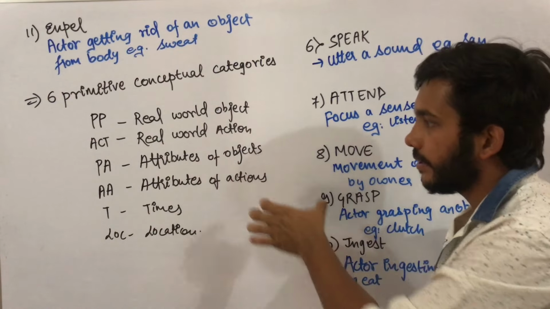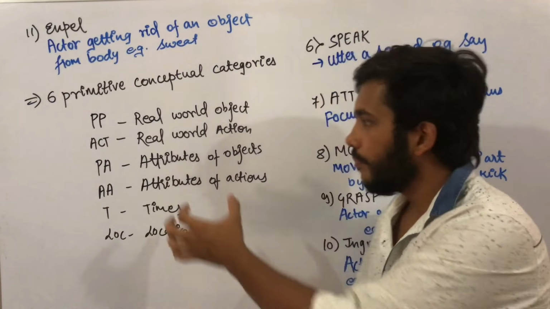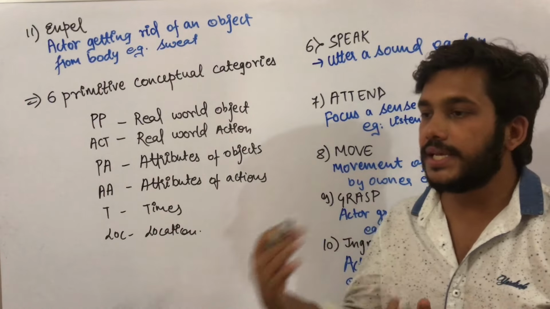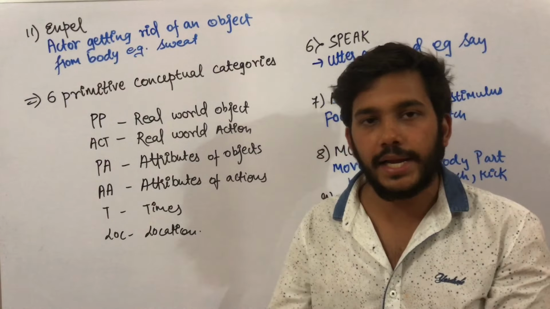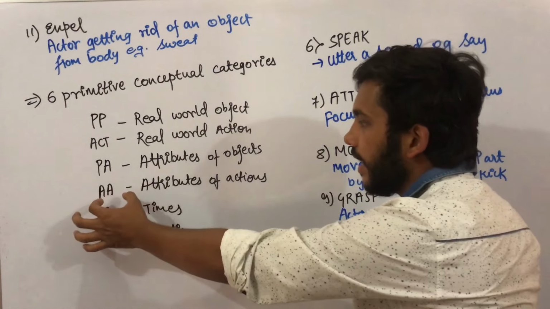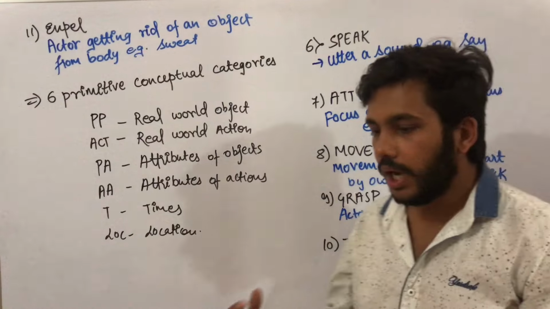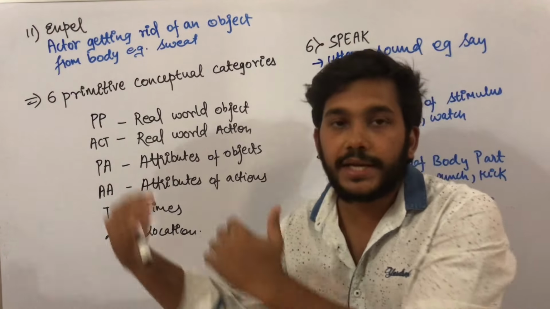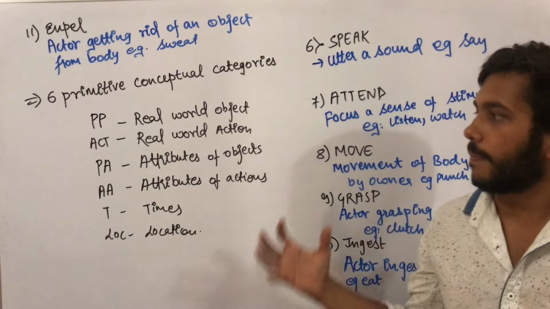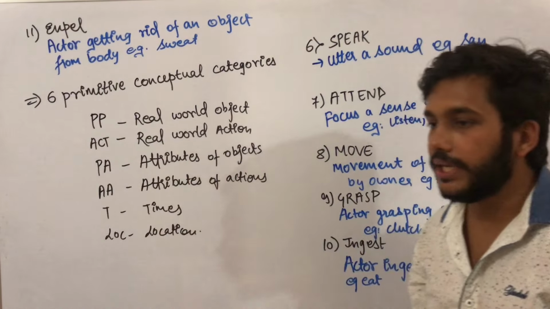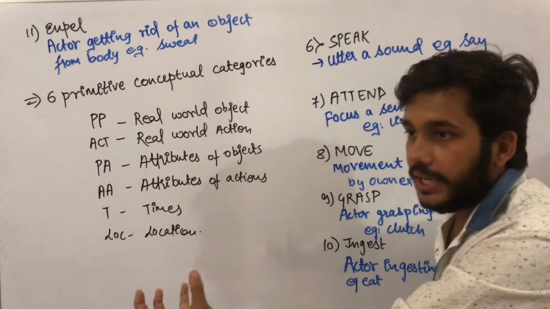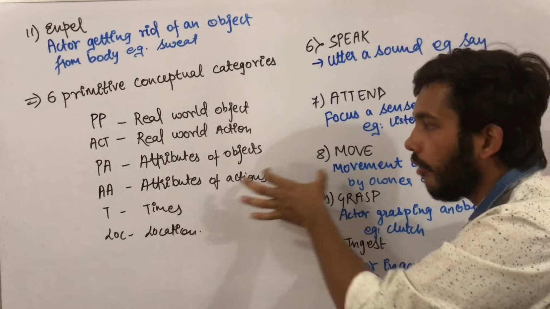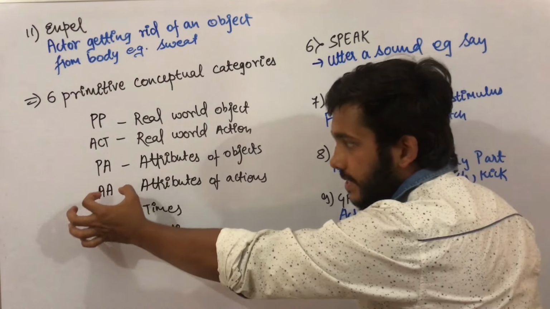PA, attributes of an object. That is, I am a YouTuber, or I am an engineer. These are the attributes of the object. I am the object and these are my attributes. AA, attributes of action. Suppose teaching is my action, then the attributes related to this action, like I am teaching a topic, can be represented as AA.